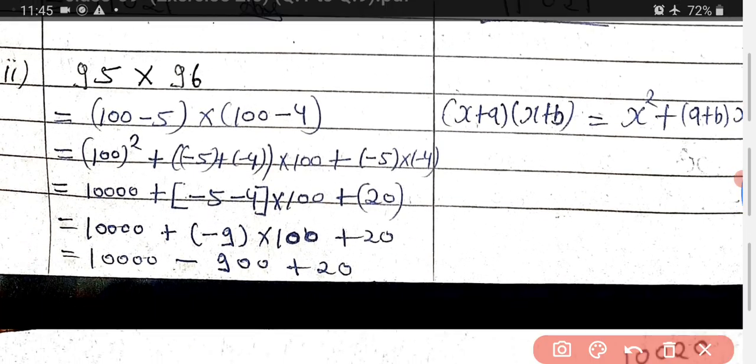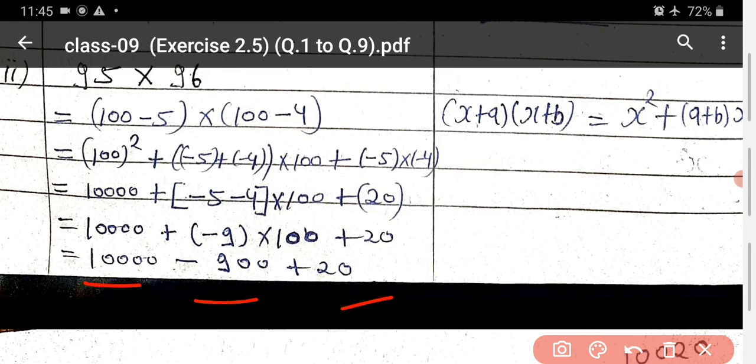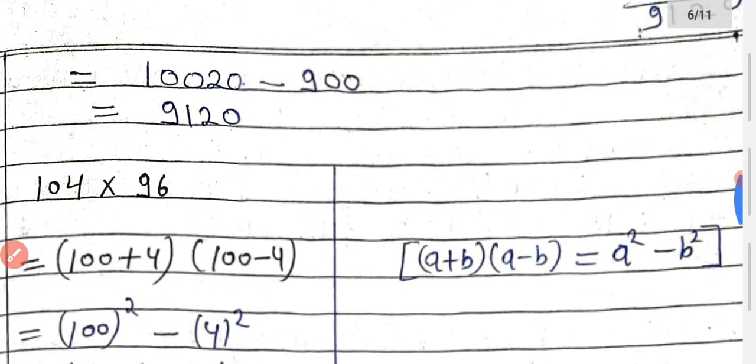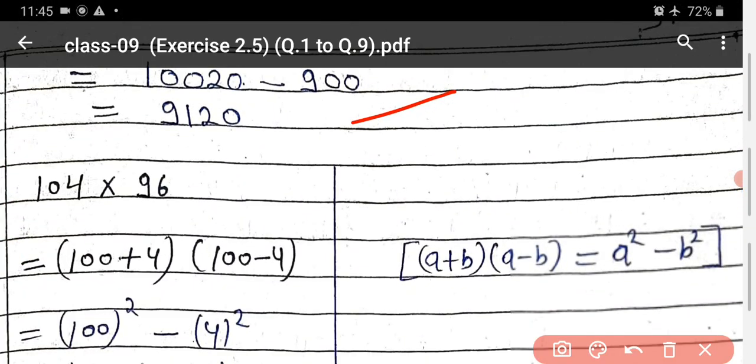Now just solve 10,000 minus 900 plus 20. Now simply add, 10,020 minus 900, then you get 9120. It is your final answer. So either you can convert in 90 or 10 or 100, but you have to prefer the multiple of 10 only. Although with the help of 90 you get the same answer, but calculation may become difficult. That's why I'm telling you, you have to prefer 10 multiples.